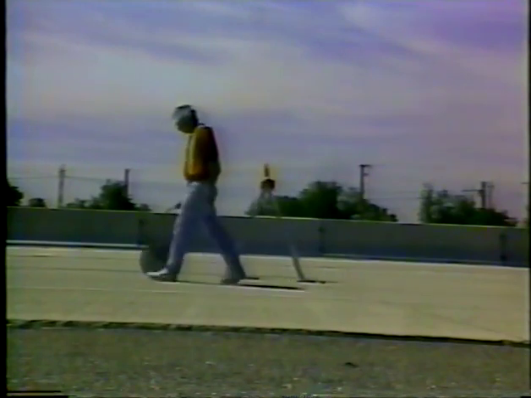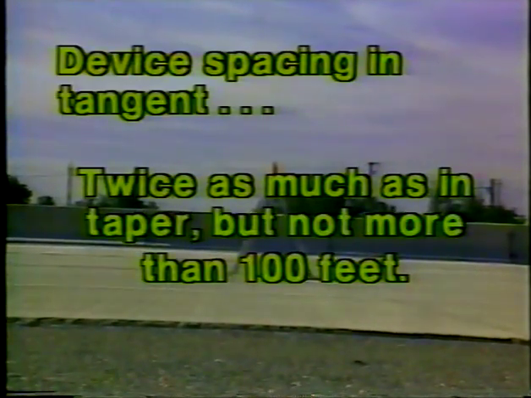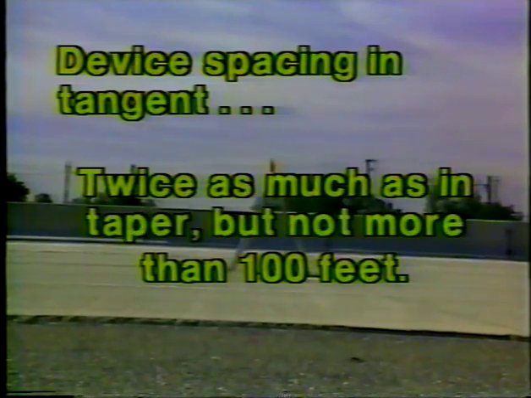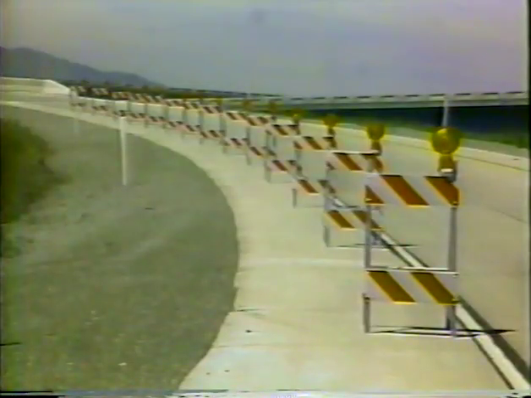In the tangent section of a lane closure, the space between devices can be increased. Typical spacing is twice that used in the taper, but as a rule, not more than 100 feet, even on high-speed roadways. To improve delineation around curves, or in areas where existing pavement markings are left intact, you may want the contractor to use a tighter spacing of devices. That will provide more of that positive guidance we discussed in Part 1.